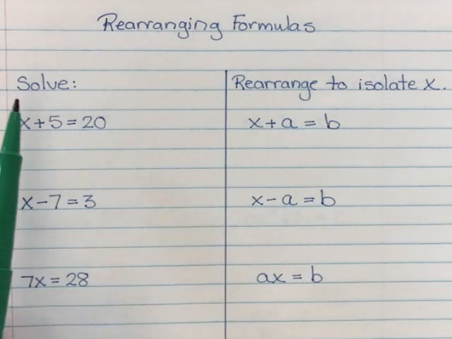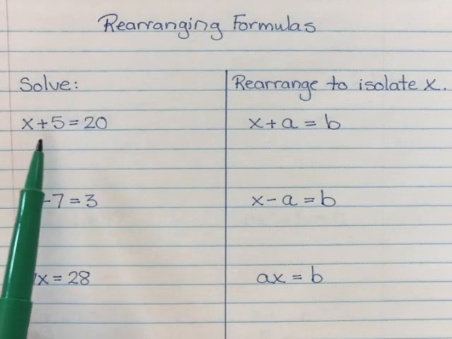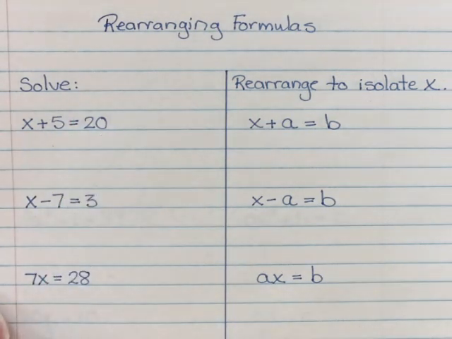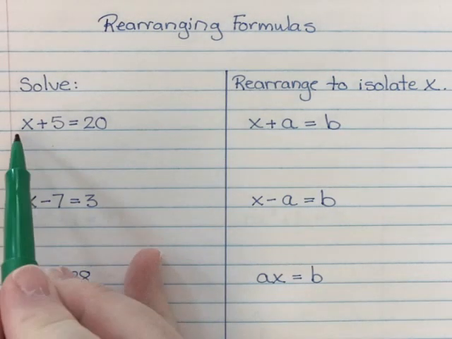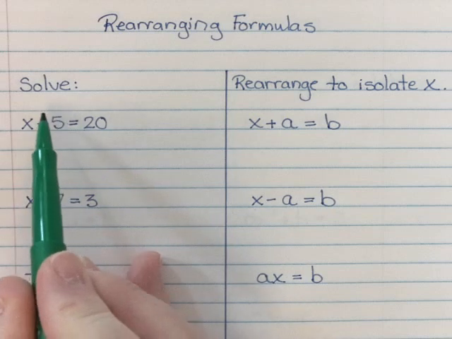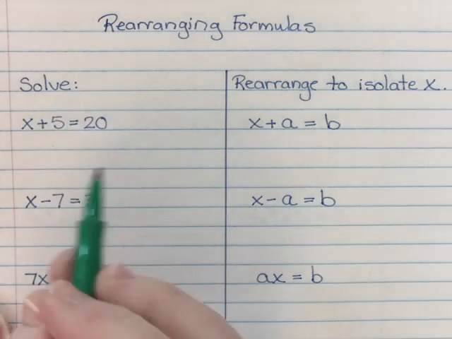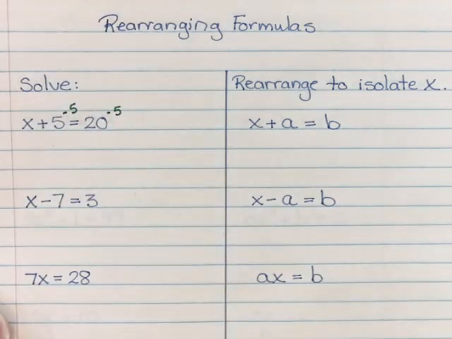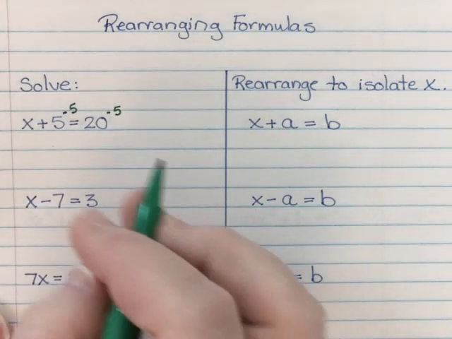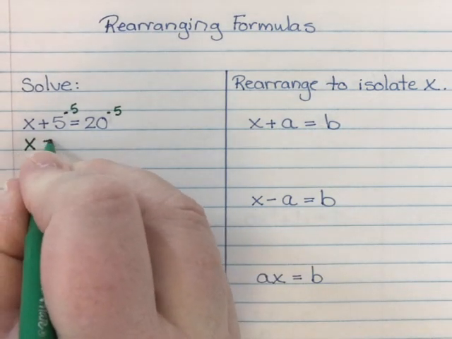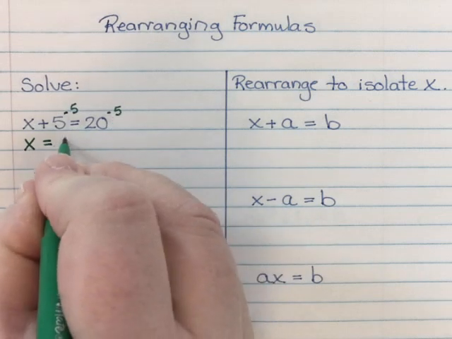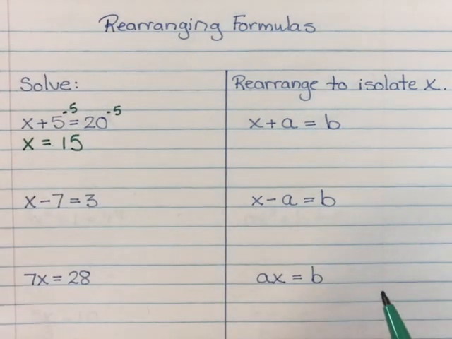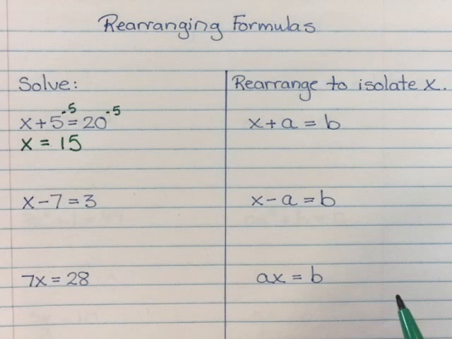So my first one here says solve x plus 5 equals 20. Now we have been solving equations for a long time. In order to solve for x, I want to find a way to cancel out that plus 5. So I would do the opposite and I would subtract 5. And what you do to one side, you have to do to the other side. So I would subtract 5 from both sides. That's going to leave me with x on this side. And then 20 take away 5 is 15. So this is just x equals 15.